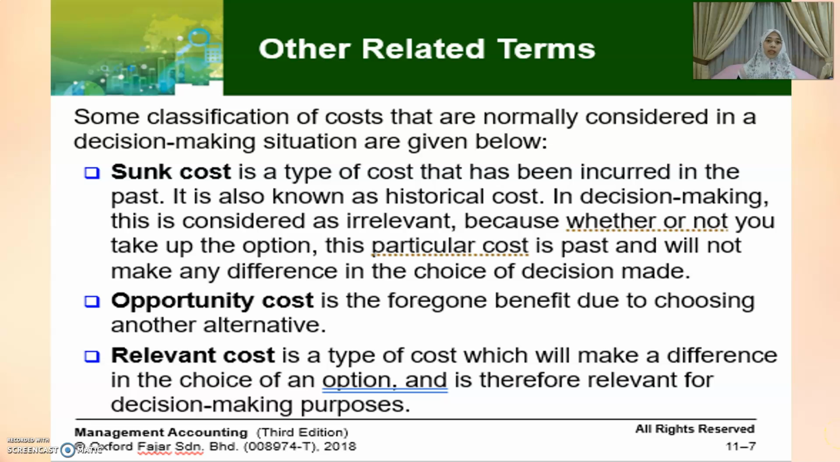So, some classification of costs that are normally considered in a decision-making situation. The first one is the sunk cost. Sunk cost is a type of cost that has been incurred in the past, so it is also known as the historical cost. Normally in a decision-making process, sunk cost is considered irrelevant.